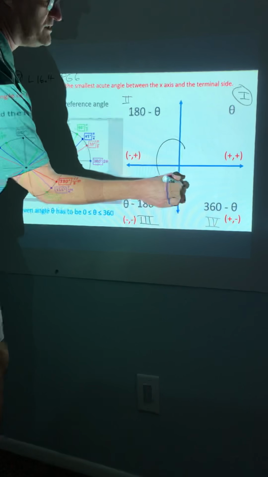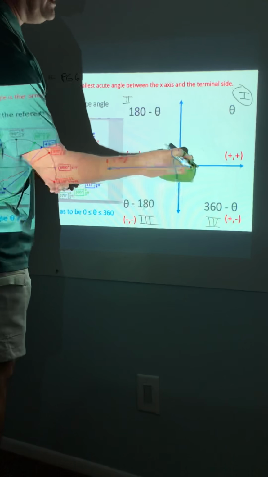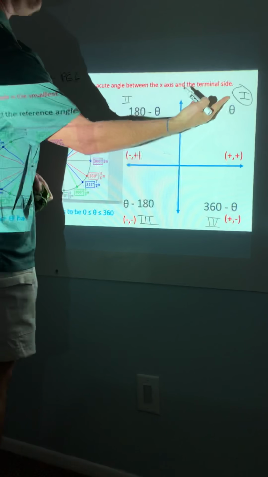So look over here. If your angle is less than 90, remember this is 90 degrees right here, it's going to fall in quadrant 1, and we're just going to call it theta. If your angle is greater than 90 and less than 180, it's going to fall in quadrant 2, and you're going to use the 180 minus theta formula. If you're larger than 180 and less than or equal to 270, you're going to use theta minus 180. And finally, if you're larger than 270 and less than or equal to 360, you can use 360 minus theta.